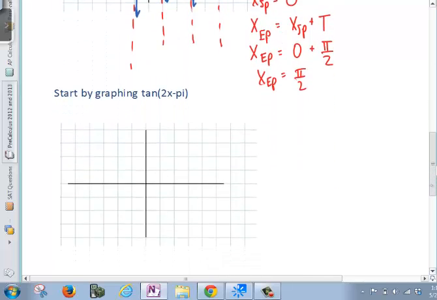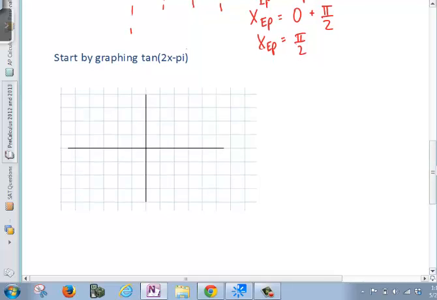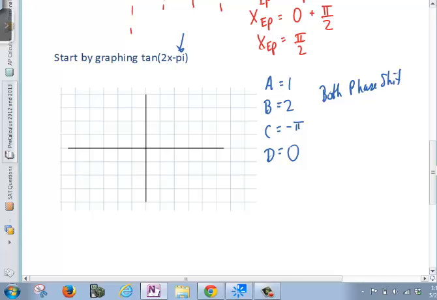In the next problem, we're going to draw a function where it has a frequency change or a period change and a phase shift. So what we're going to do in this case is we're going to do the same exact approach we just had. We're going to write out our amplitude, which was 1, our b value, which is 2, our c value in this case is negative pi, and our d value equals 0. So here we have both a phase shift and a period change.